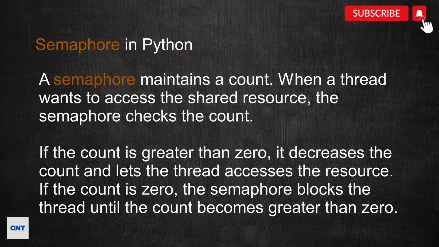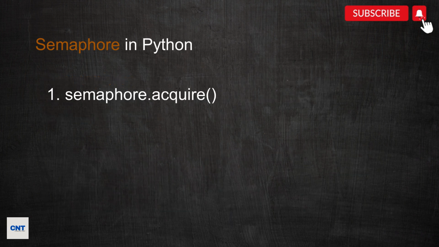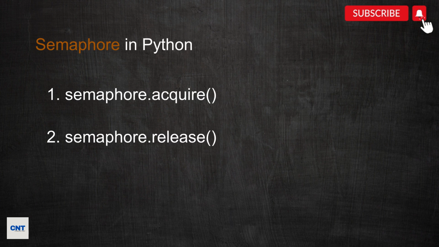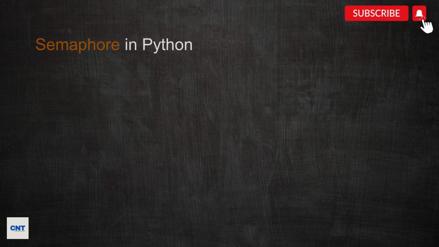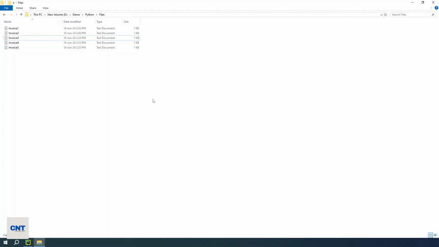When a thread wants to access the shared resource, the semaphore checks the count. A semaphore has two main operations: acquire operation and release operation. So now let's see how we can implement a semaphore in our Python program. Before moving further, I wanted to show you there is one location on my computer screen wherein I have five files: invoice 1, 2, 3, 4, 5, right?